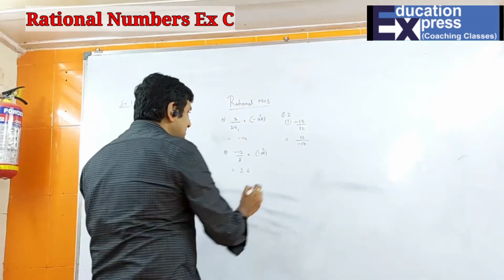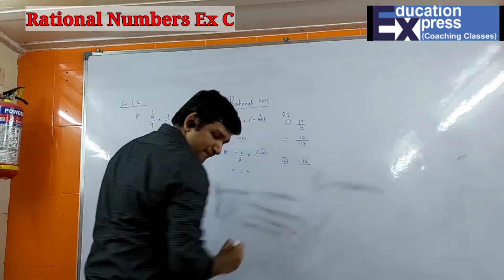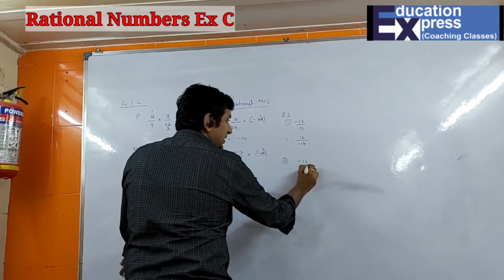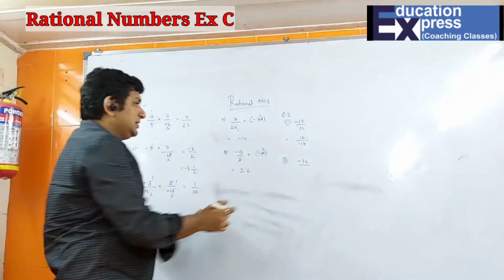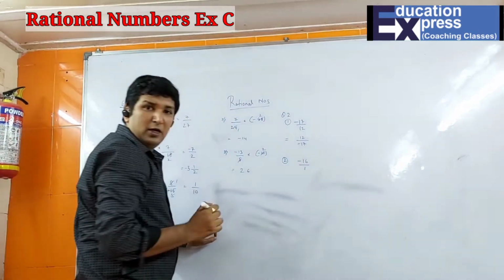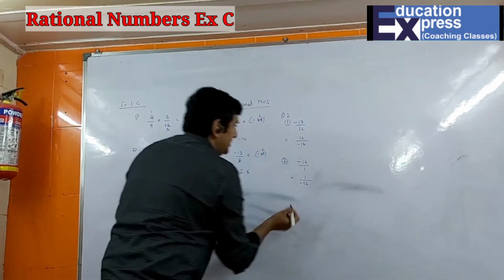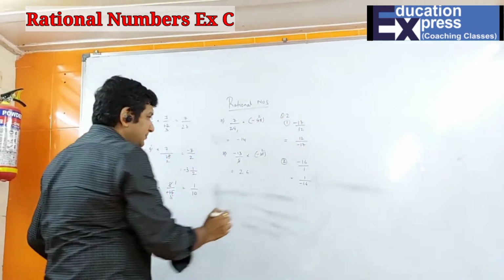Similarly, if I have only minus 16, there is nothing in the denominator, which means it's understood. I can write 1. So now when I take the reciprocal of this, I'll get 1 upon minus 16. That's the answer.